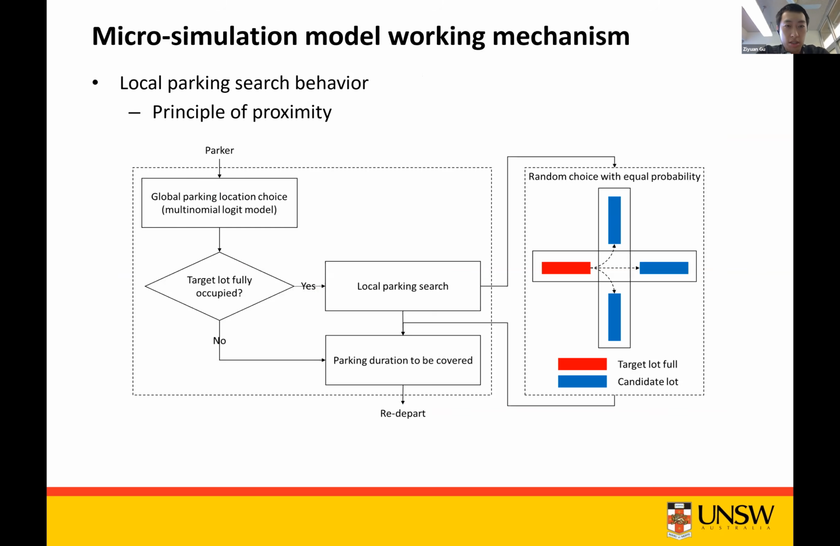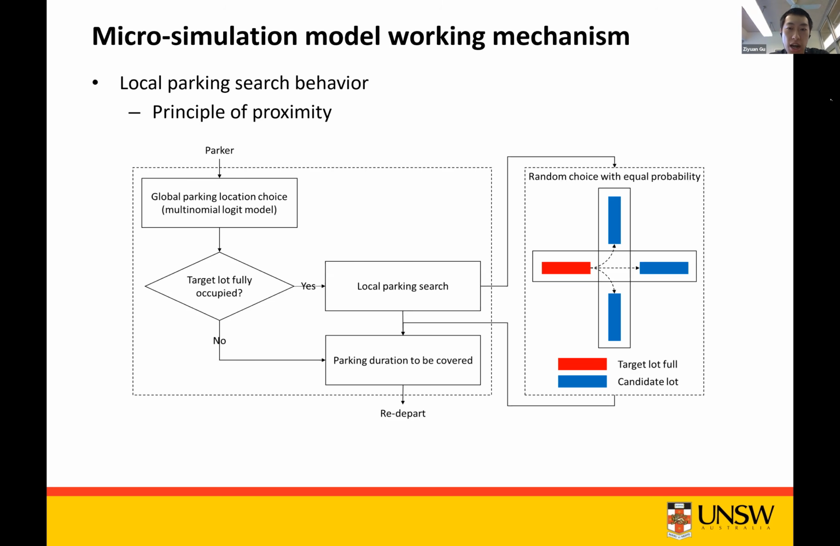In terms of the searching behavior, which is obviously the most critical part of this model, we adopt the principle of proximity. In short, it means that an individual driver has a destination parking lot, but if the destination parking lot is full, obviously he cannot park there. So he will start cruising to find a free spot. This cruising behavior follows the principle of proximity, meaning that he will search the adjacent parking lots first, instead of going further away to search for other parking lots.